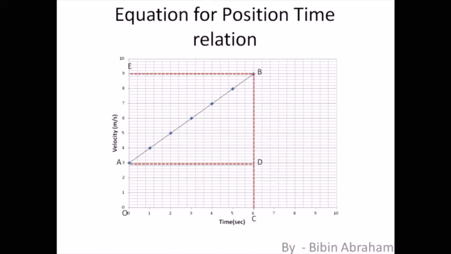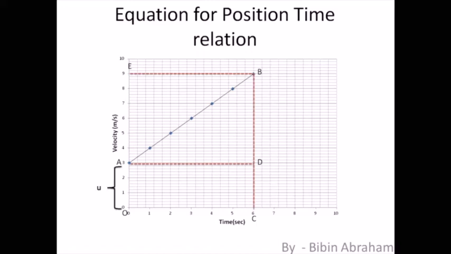So can I see a trapezium ABDCOA? Right? I can see a trapezium. I can also do it as a triangle plus a rectangle. You can see a triangle ABD and a rectangle ADCOA. I hope you are with me.